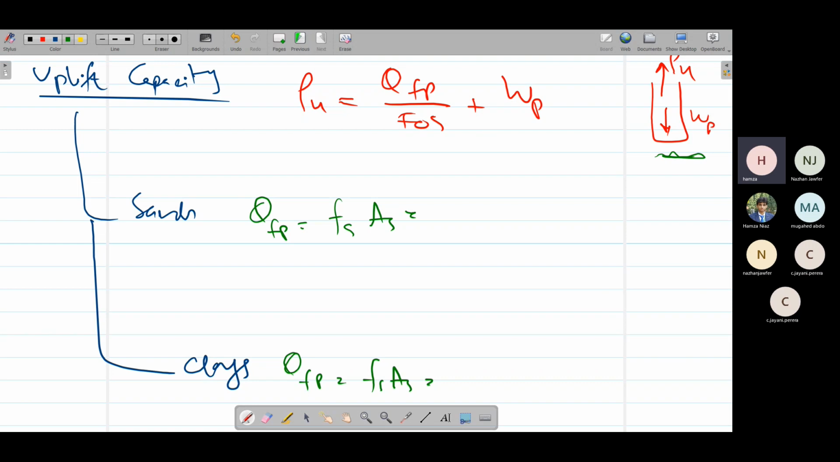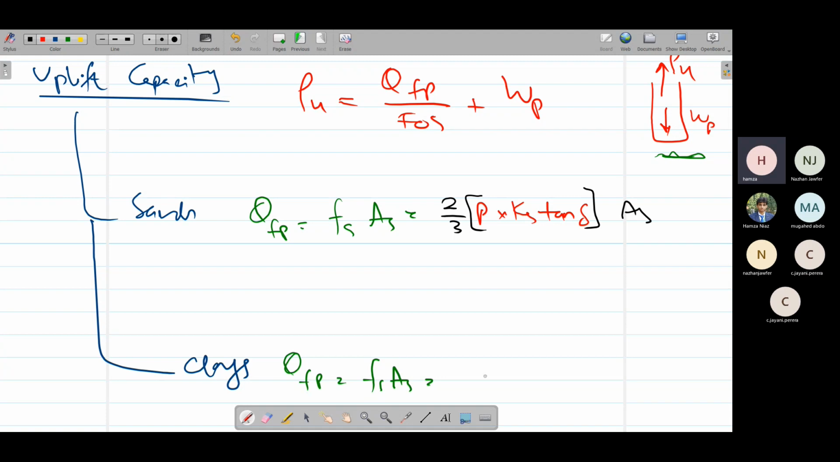In the second case, if you remember, the Fs value was P into Ks into tan delta. This was the Fs value in case of sands. We just have to multiply it by 2/3. We are going to take 2/3 in this case because it is uplift, it is moving upward, so we are taking a conservative value. Multiply it by As and get this QFP.